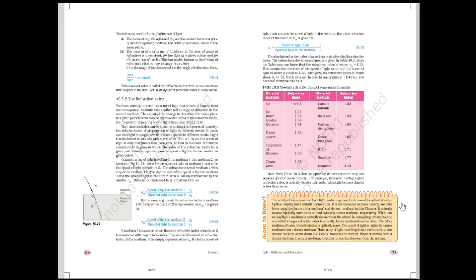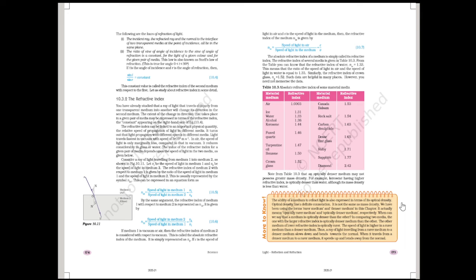Now the refractive index can be linked to an important physical quantity, that is the relative speed of propagation of light in different media. We can say that the refractive index is just the relative speed of propagation of light in different media, and it turns out that light propagates with different speeds in different media. Light travels fastest in a vacuum with a speed of 3 into 10 raised to power 8 meters per second. In air, the speed of light is only marginally less compared to that in a vacuum. It reduces considerably in glass or water.